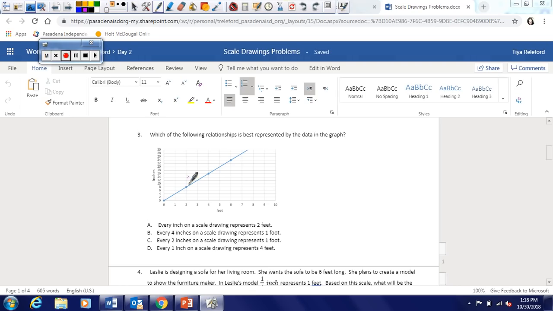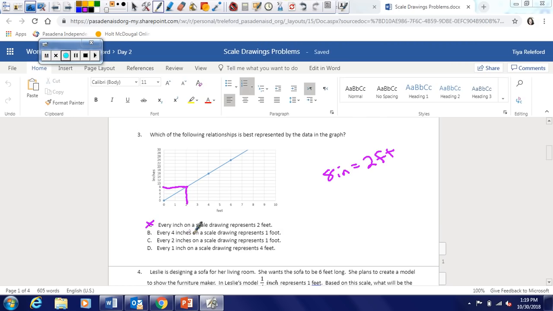Alright, this one, number 3, says, which of the following relationships is best represented by the data in the graph? So this says every 1 inch on a scale drawing represents 2 feet. So find the inches. I don't have 1 inch, I have 8 inches though. 8 inches is 2 feet. Does that match A? Nope, so I'm not gonna choose A.